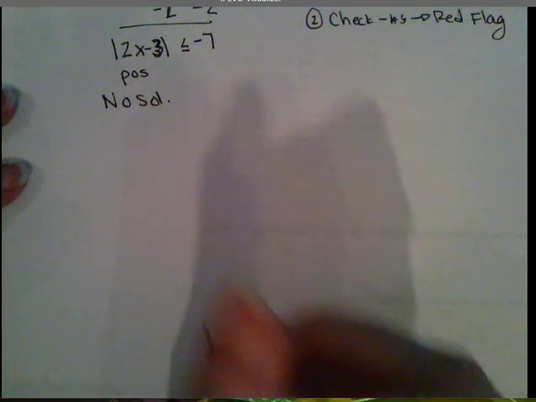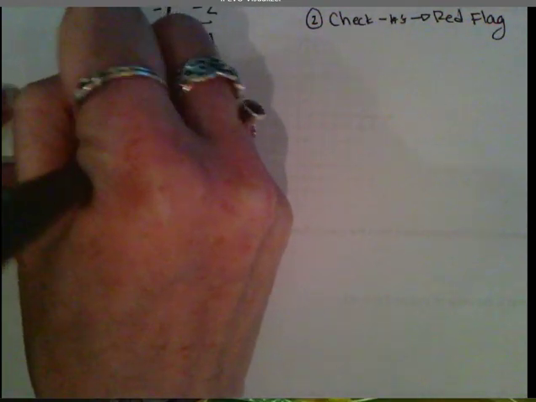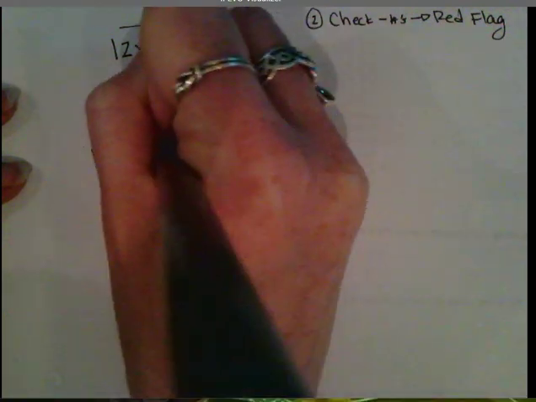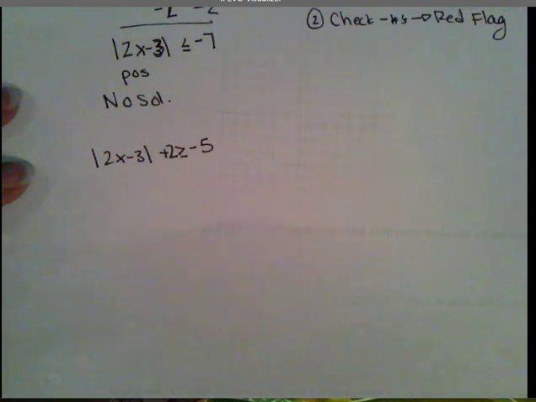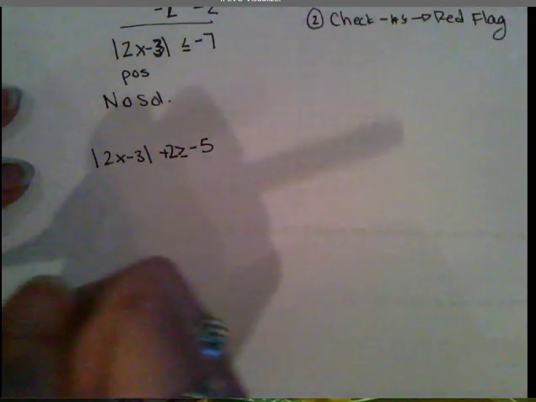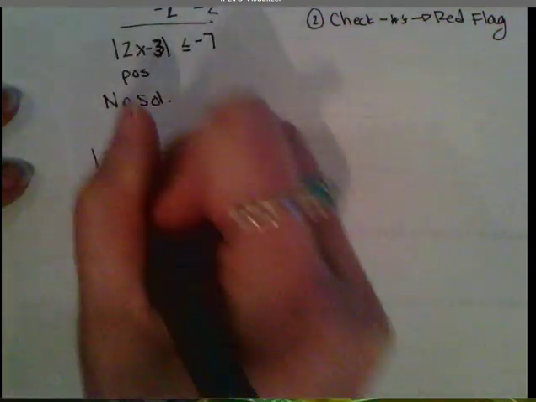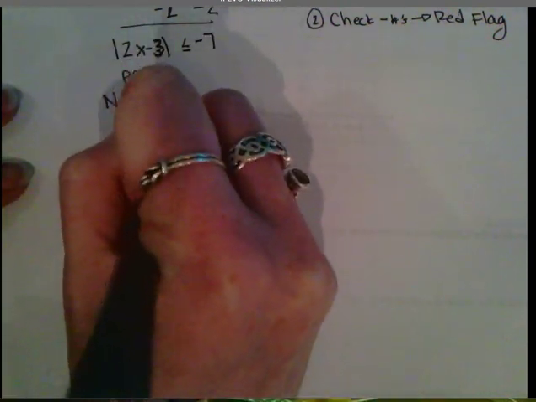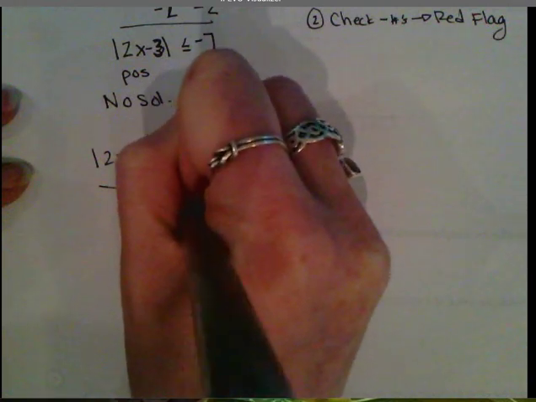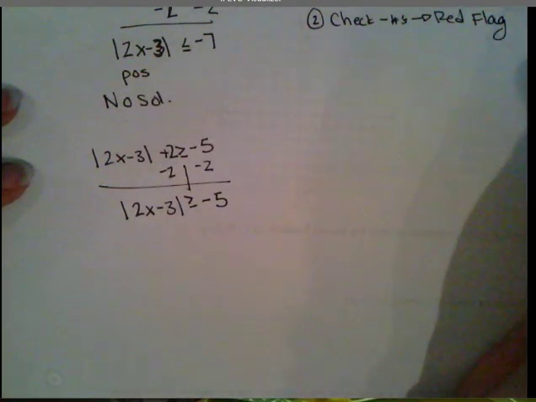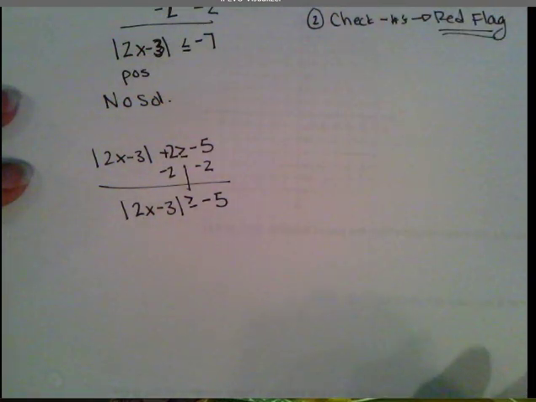But now let's say we had that absolute value of 2x minus 3 plus 2 is greater than or equal to a negative 5. Well, once again, isolating, step number 1, subtract that 2 on both sides. We'll end up with that absolute value of 2x minus 3, but now it says greater than or equal to negative 5. So once again, I'm saying check for negatives. It's a red flag. It means something strange is going to happen.